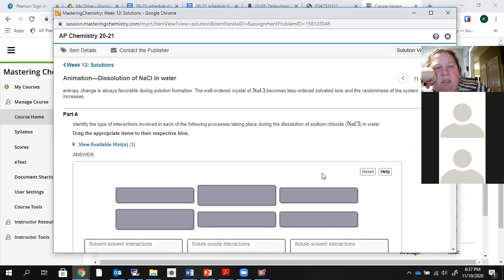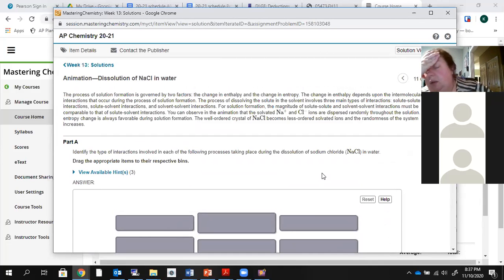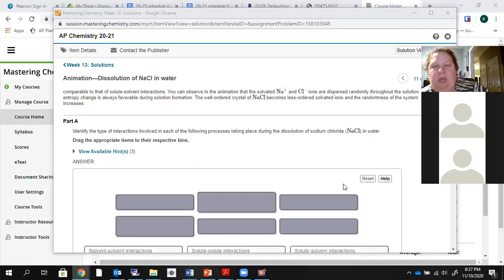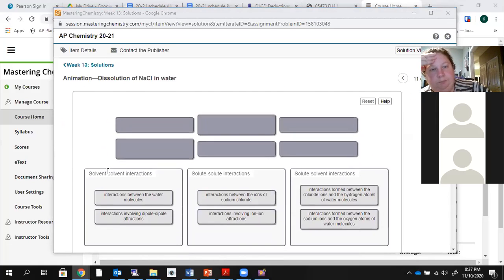All right, so this is a tricky thing to think about. We're talking about all of the different ways that these molecules are interacting with each other and with themselves when we're dissolving an ionic thing in water. So we've got solvent-solvent, which in this case, our solvent is water. We've got solute-solute. Solute is the thing being dissolved, so in this case, that is the sodium chloride. And then we've got solute-solvent interactions, which is how the water and that sodium chloride are interacting with each other.